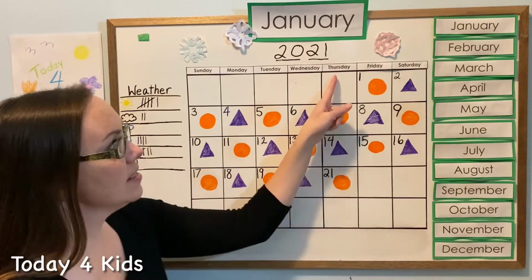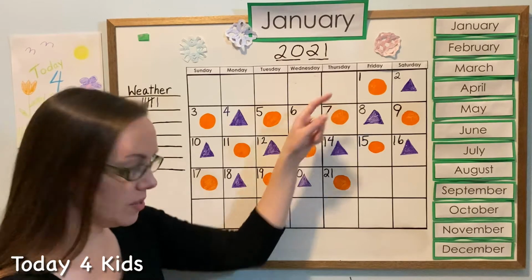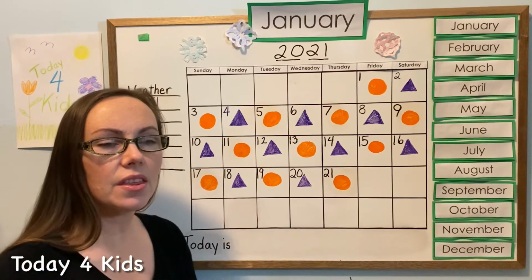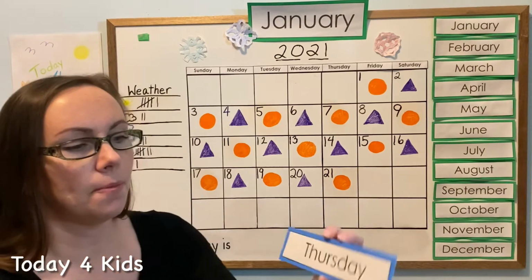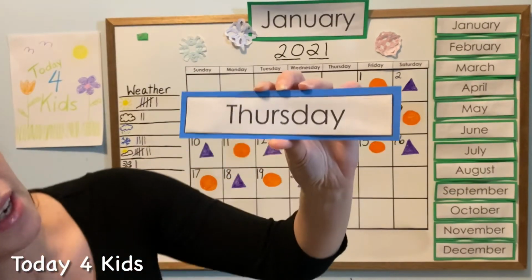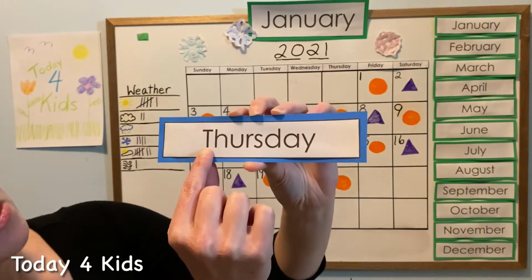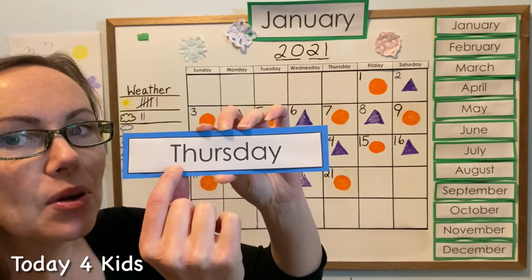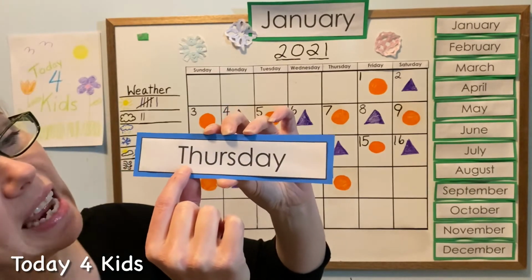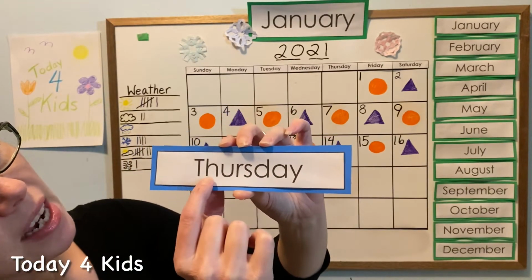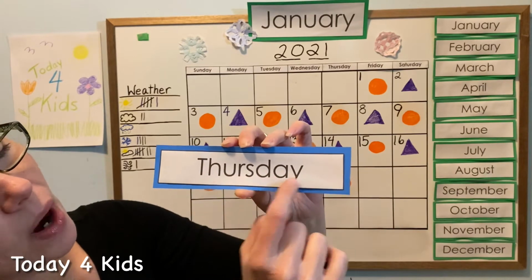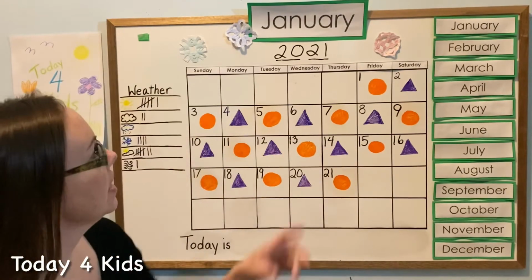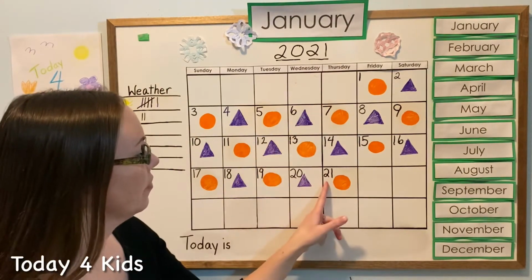So today is Thursday. Can you say Thursday? Starts with a TH sound, like thirsty. So here's Thursday. Let's spell it together. It starts with a capital T because it is the name of the day. And we always put a capital at the beginning of any word that is a name of something. So capital T, H-U-R-S-D-A-Y. Thursday. So today is Thursday, the 21st.